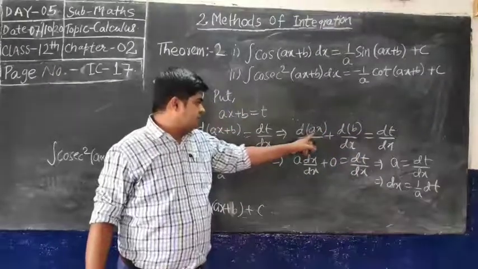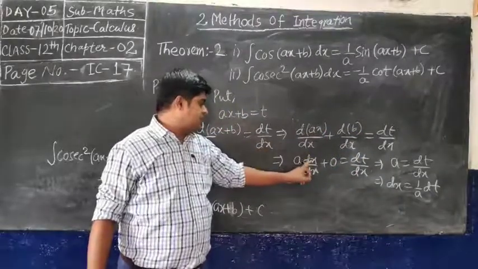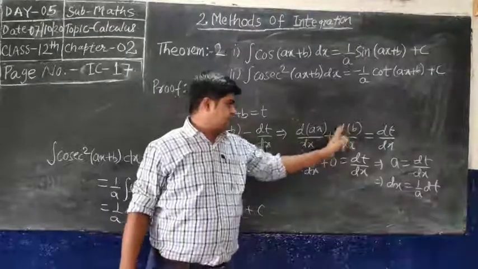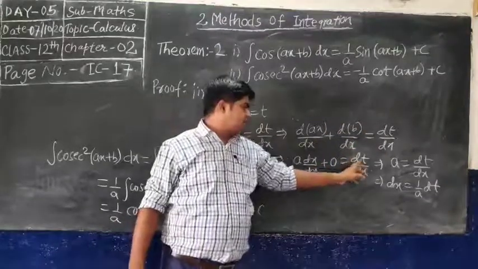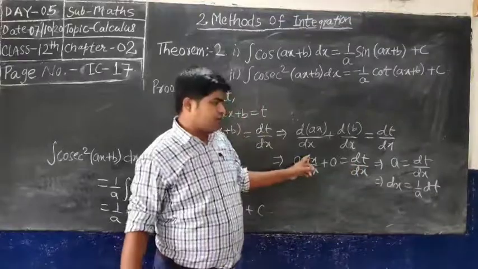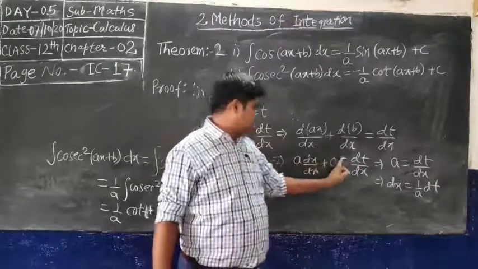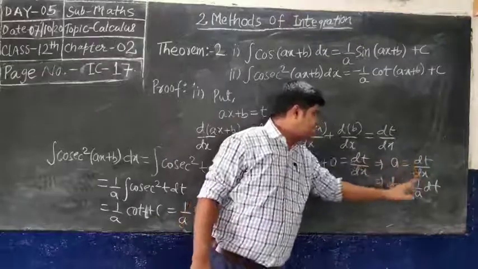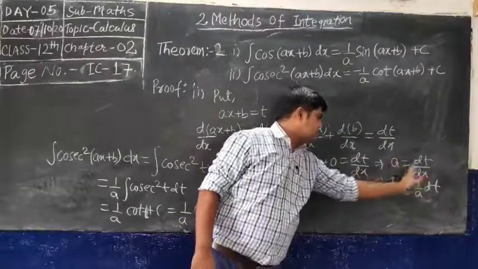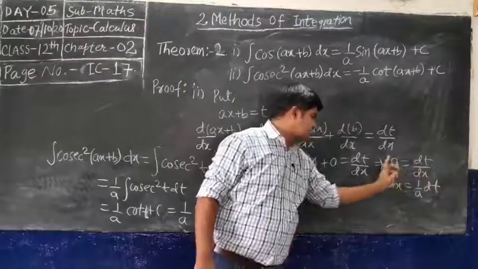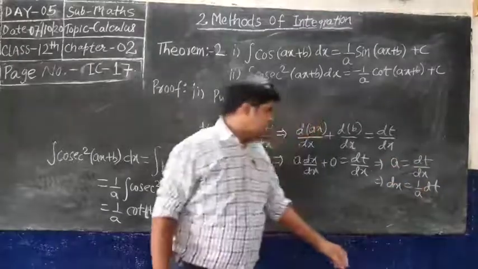This is constant term a, so it becomes a dx by dx plus, this is constant term, 0, is equal to dt by dx. Now dx by dx is equal to 1. So the answer is a is equal to dt by dx. So this becomes dx and this becomes 1 by a. So dx is equal to 1 by a dt.